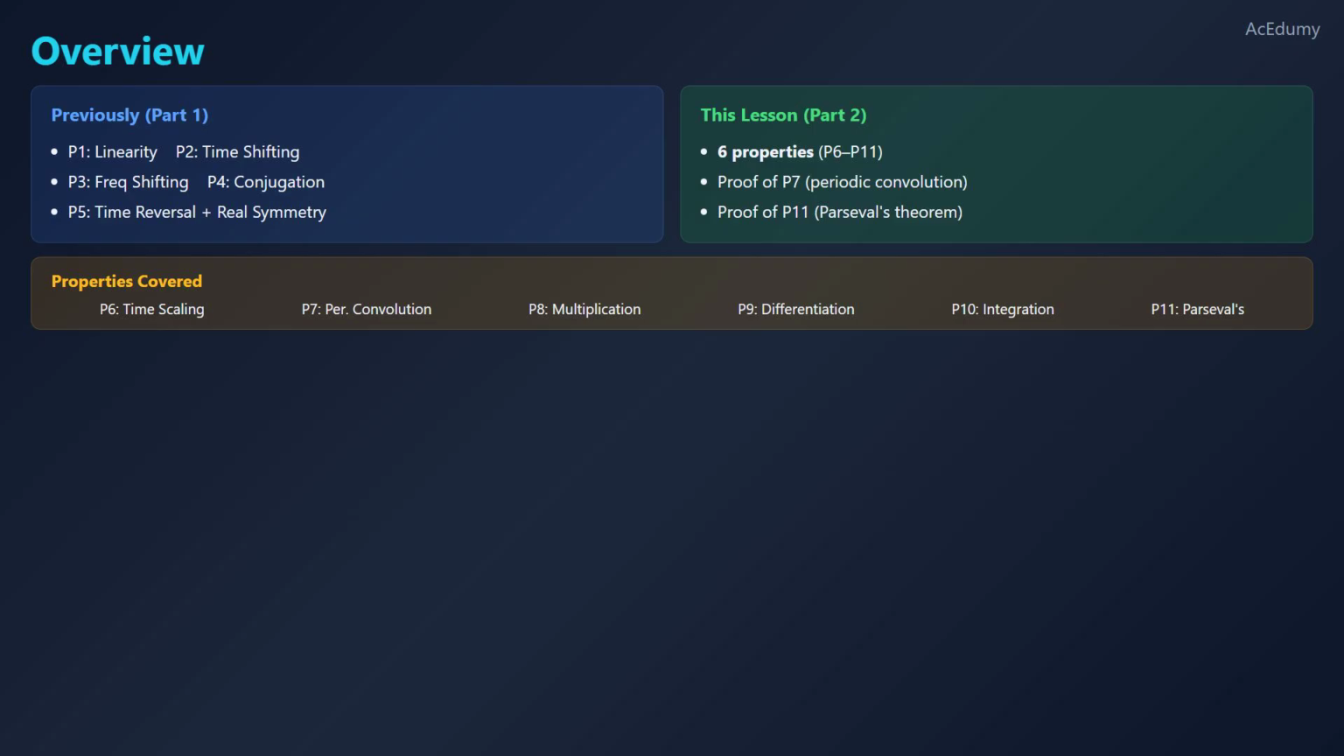In the previous lesson, we covered the first 5 properties of Fourier series coefficients: linearity, time shifting, frequency shifting, conjugation, and time reversal. We also discussed conjugate symmetry for real signals. In this lesson, we complete the property set with properties 6 through 11: time scaling, periodic convolution, multiplication, differentiation, integration, and Parseval's theorem. We will also prove the periodic convolution property and Parseval's theorem using orthogonality.